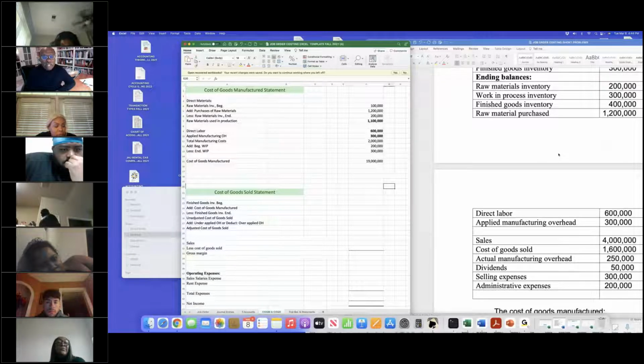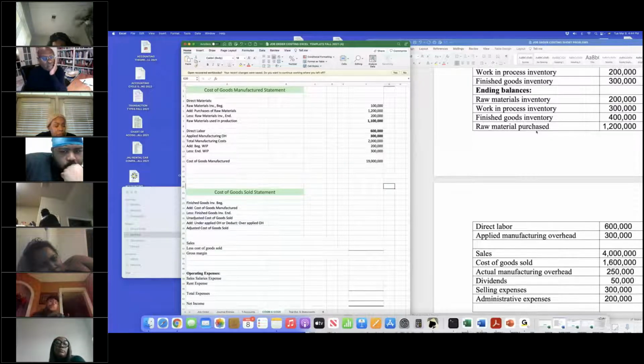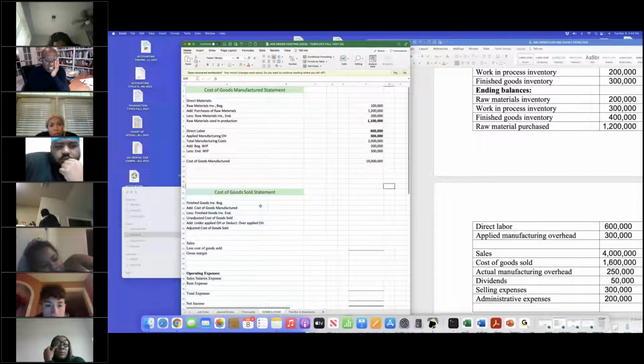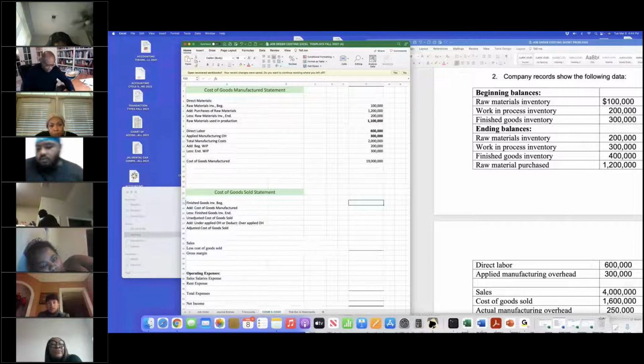So that's not too hard to do, is it? Good. What's the first thing on cost of goods sold? Finished goods inventory at the beginning. And so that was what? It was 300,000. I need to make this 1,900,000.